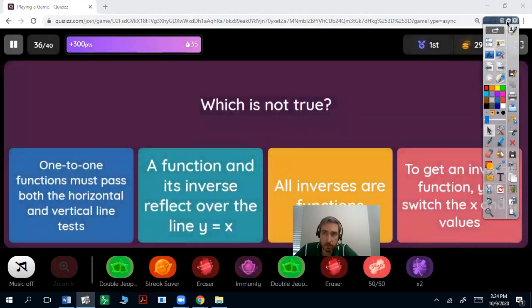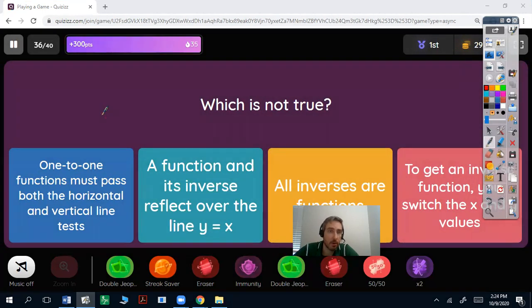All right, which is not true. One-to-one functions must pass both the horizontal and vertical line test. That is true. For a function to be one-to-one, you've got to be able to do a vertical and horizontal line through those. And if it only hits one point, it's a one-to-one function. So that's a true.